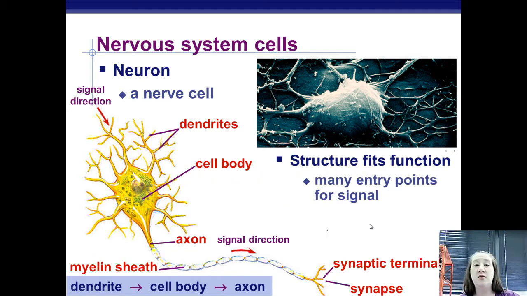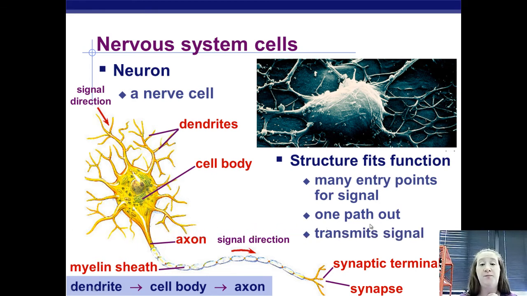Alright, the structure of a neuron fits its function. Remember, we're going to keep talking about structure and function all year long. There's many, many entry points for a signal. So one neuron can receive a signal from a whole decent size surface area, but there's only one path out. So once that signal is received, the neuron specifically sends it to where it needs to go.